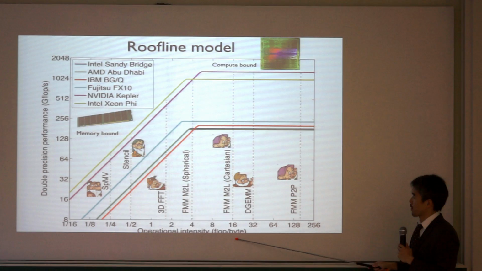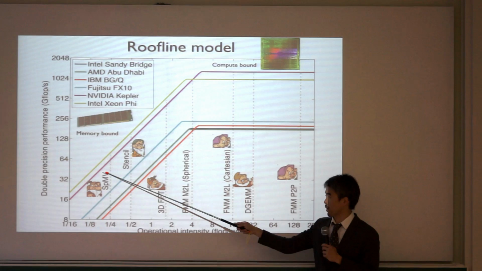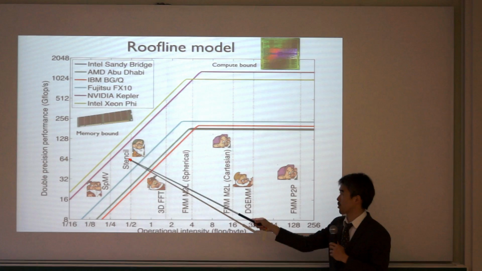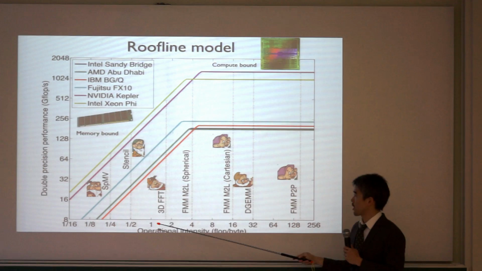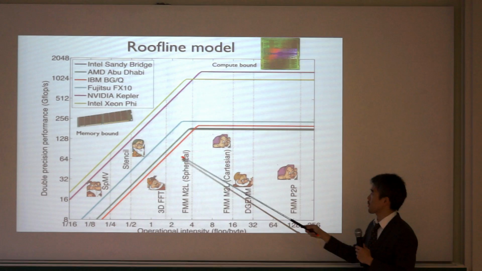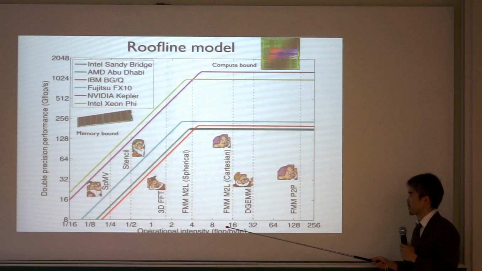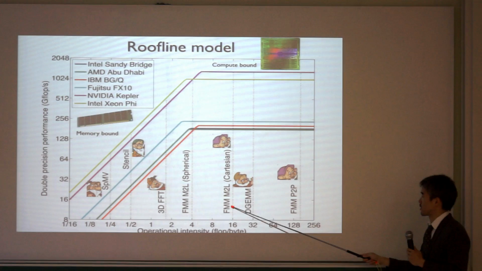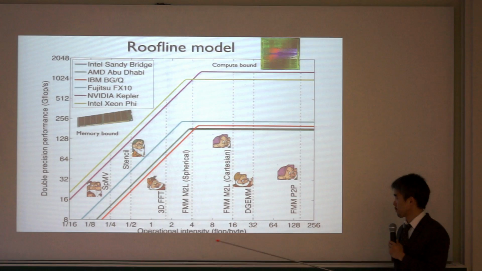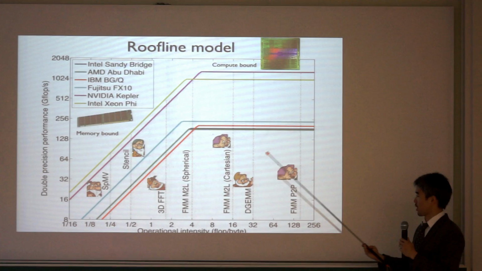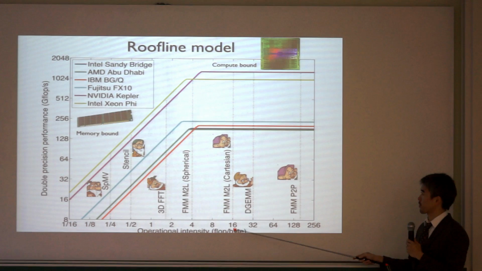And if you look at sparse matrix vector multiplication, it's right here, this dwarf. Stencil code, if you use a high order stencil, maybe here. 3D FFT, somewhere around here. Of course, the exact numbers shown here can vary depending on the cache size of the machine, because some are sensitive to the cache size. Actually, all of these here are functions of the cache size, because the number of flops it does is asymptotically different from the amount of bytes it needs to load.